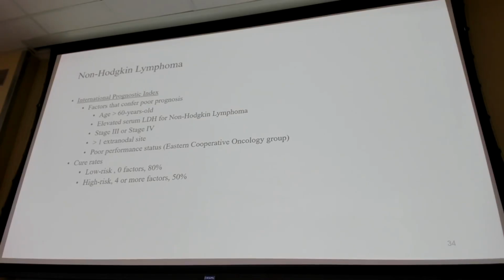International Prognostic Index, so risk factors, right? Older, age greater than 60, elevated LDH, stage 3 or stage 4, and more than one extranodal site. It just depends, right? How many risk factors tells you how bad off they are. Zero risk factors, 80% cure rate. Four or more risk factors, it drops to a 50% cure rate.